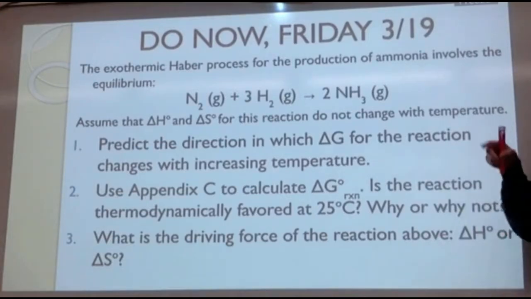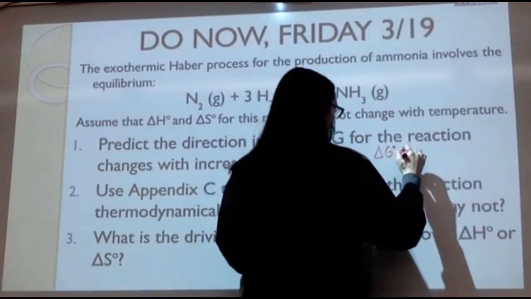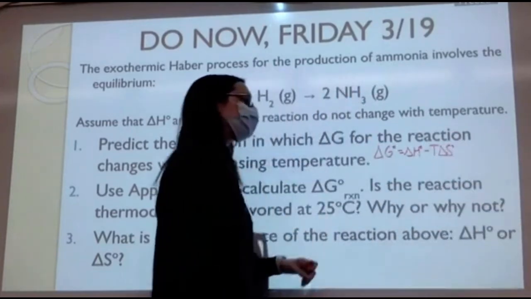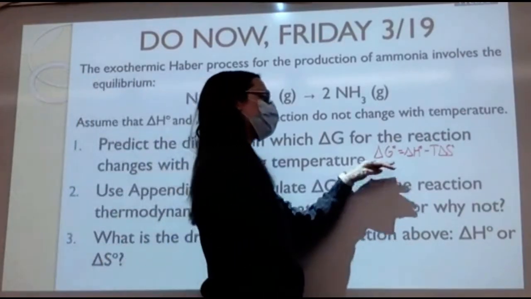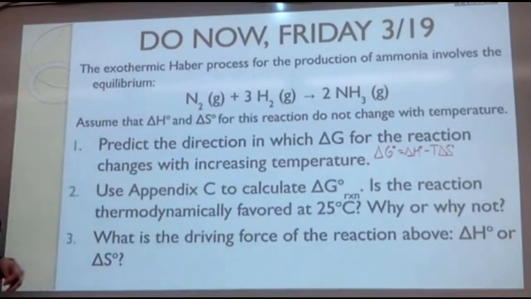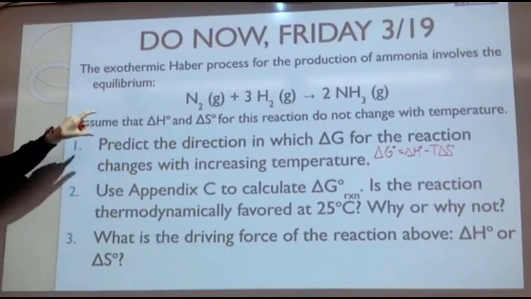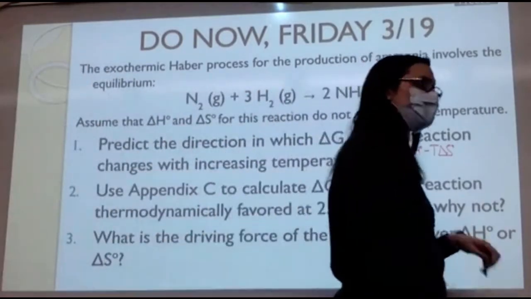So remember, when a question is asking you about how delta G changes with temperature, write out this equation. Delta G equals delta H minus T times delta S. Because when you are relating free energy, which is delta G, to temperature, you have to look at this equation, which means we need information about delta H and we need information about delta S. So if we come back up to the top here, we don't need the actual numbers, we just need to know the signs.